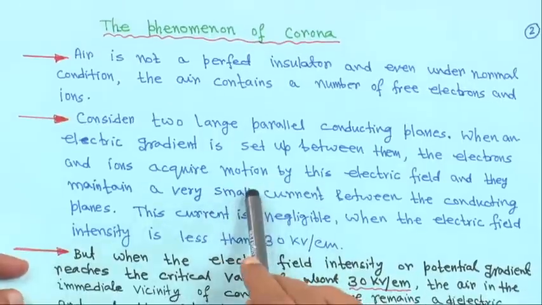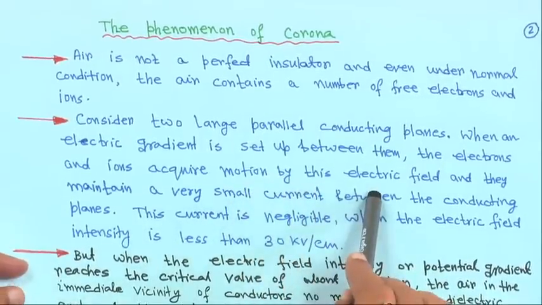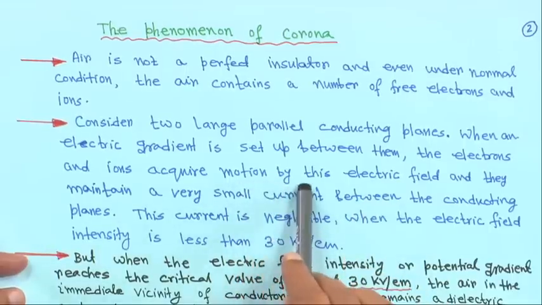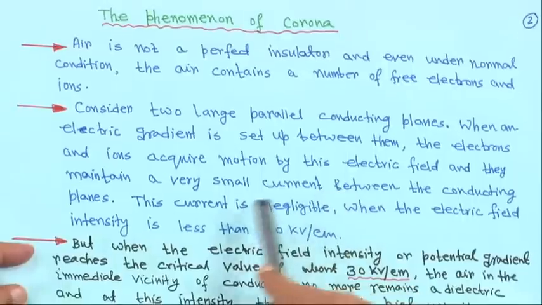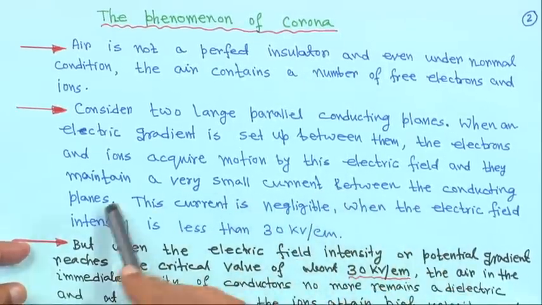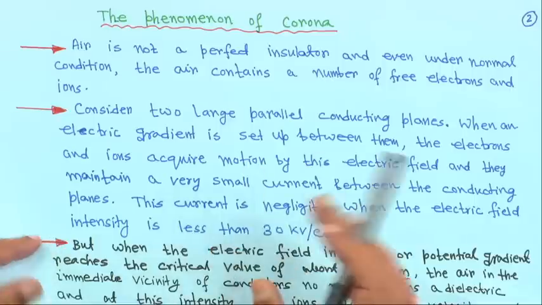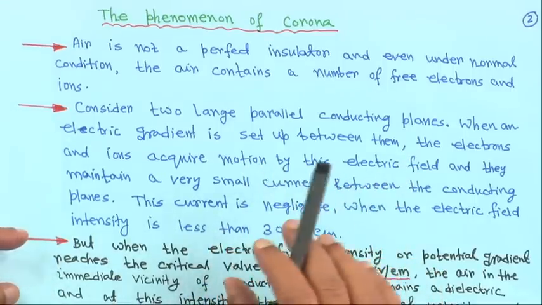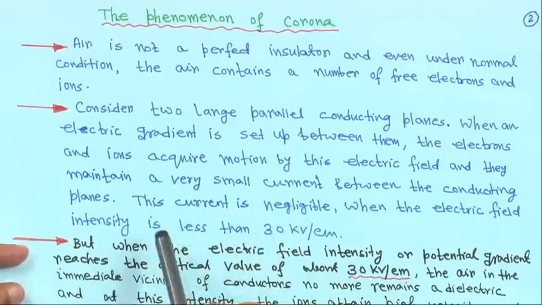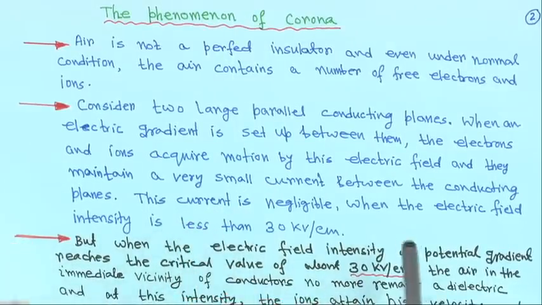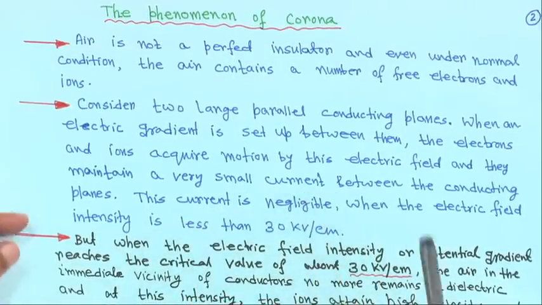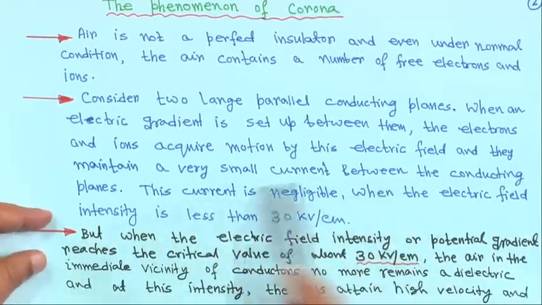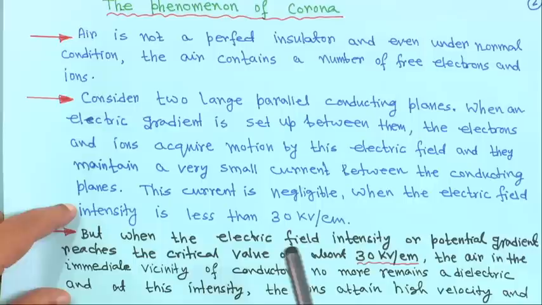The electric field will be created, and the electrons and ions both acquire speed or motion, and they maintain a very small current between the conducting planes. That means if you consider two electrodes and you apply voltage across them, an electric field will be created, and the electrons and ions acquire motion by this electric field and maintain a very small current between the conducting planes.